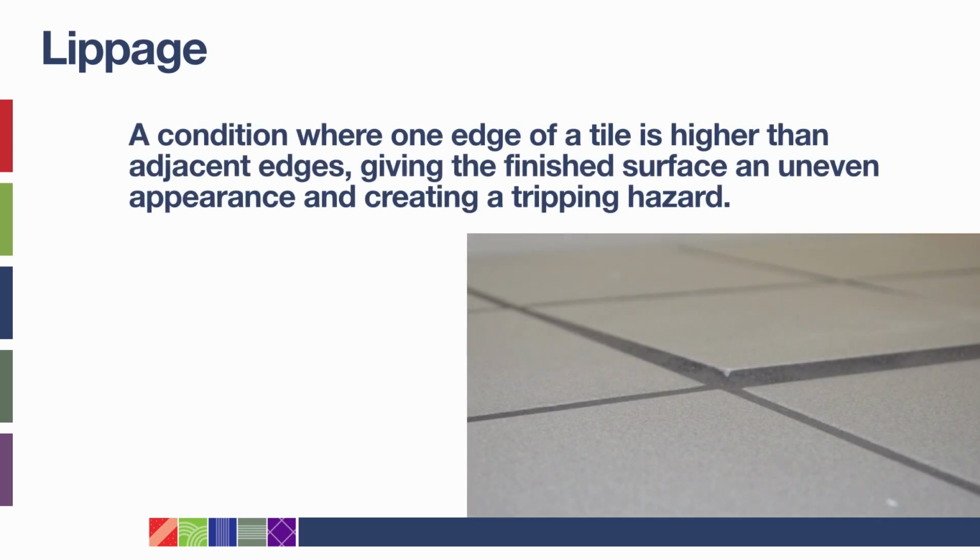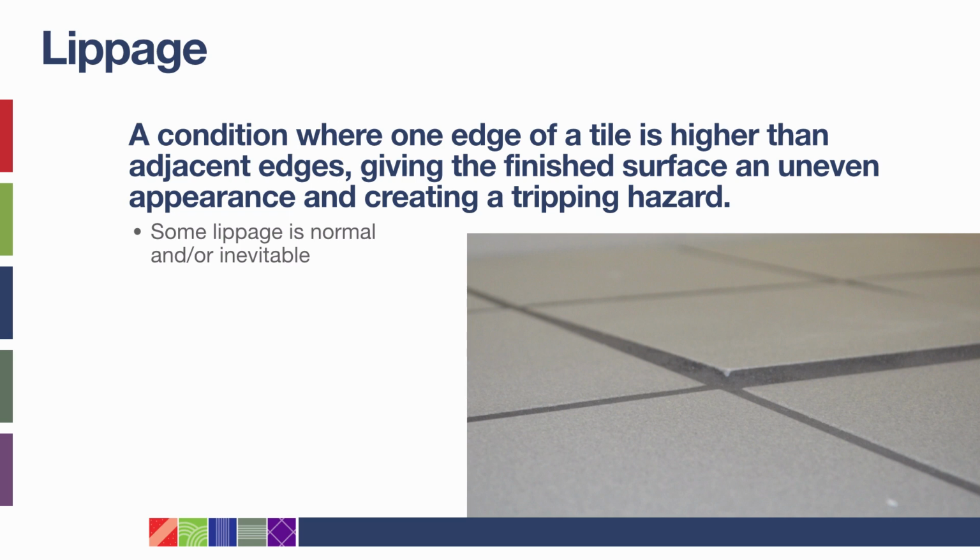Lippage occurs when stone or tile are not laid to a uniform level, so that one edge or corner of a tile is higher than the edges or corners of its adjacent tile. This results in an uneven appearance, which can be significantly worsened by lighting conditions, and can also create a tripping hazard on floor applications. Some lippage is normal, in most cases inevitable, but lighting can make lippage appear worse than it really is.